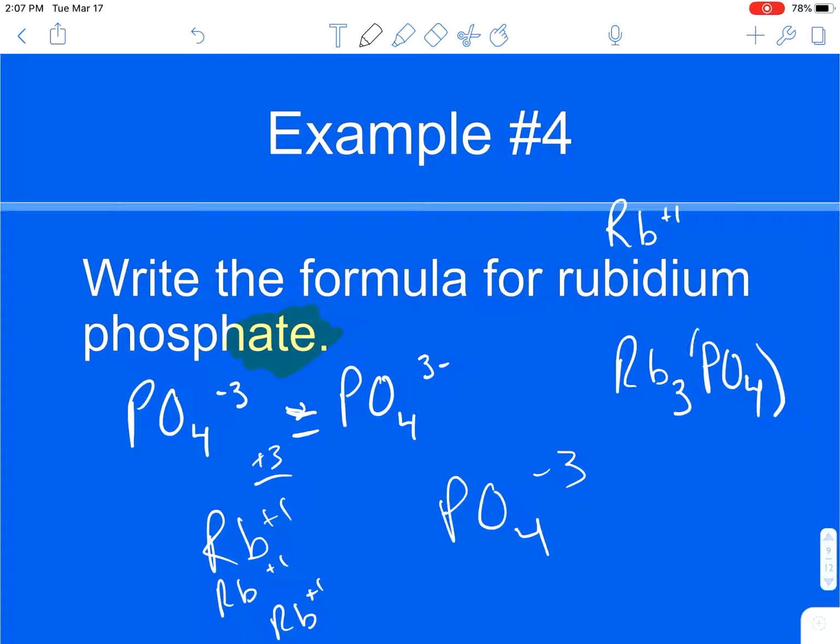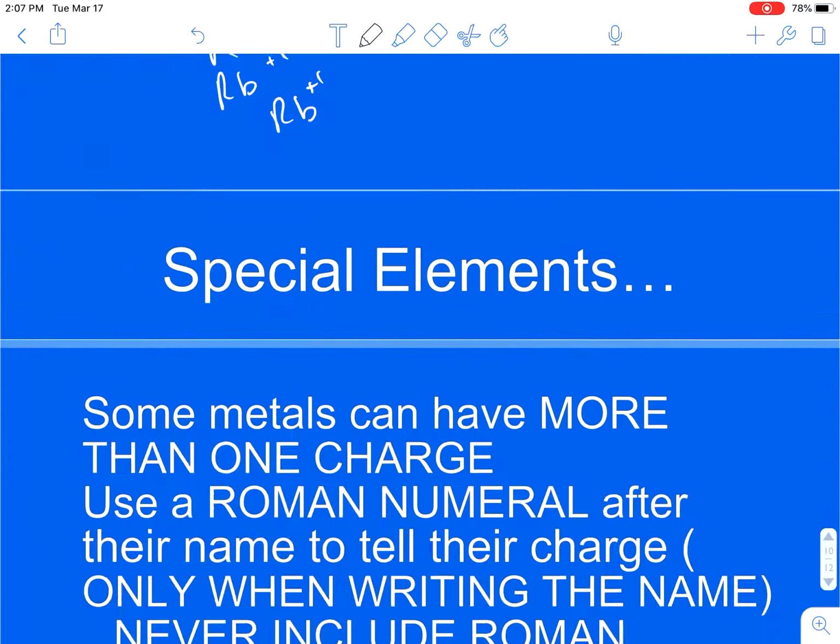PO4. Now again, you can write it without the parentheses. I just like putting the parentheses on there. It tells you that that PO4 is all together. That way it's not too confusing when you're looking back at these.